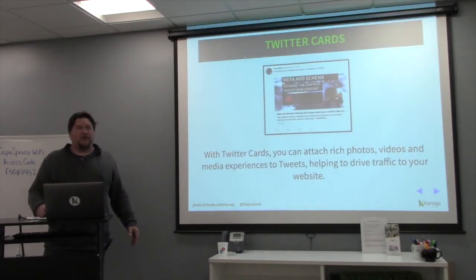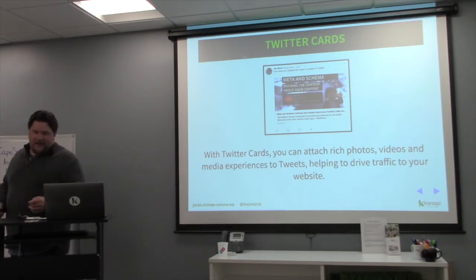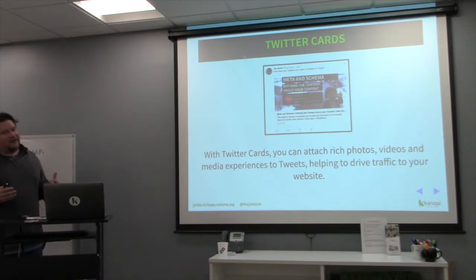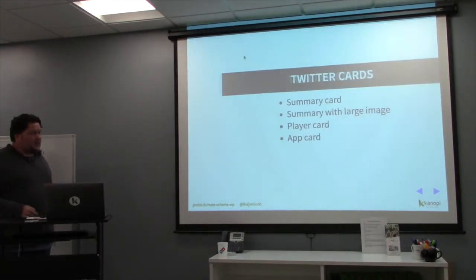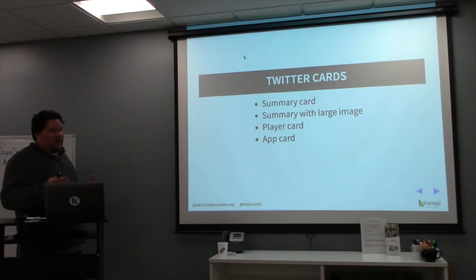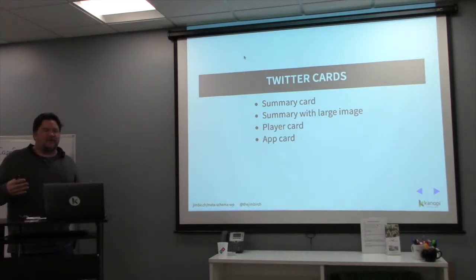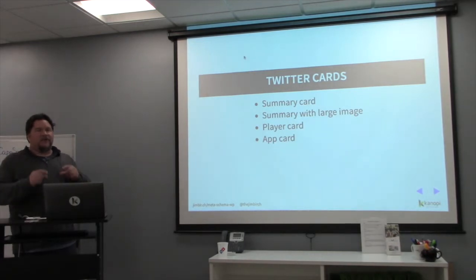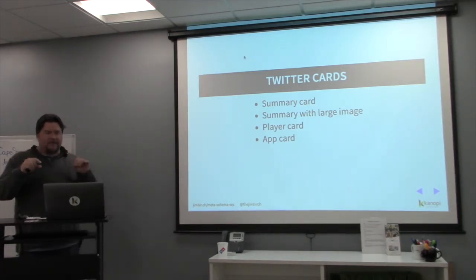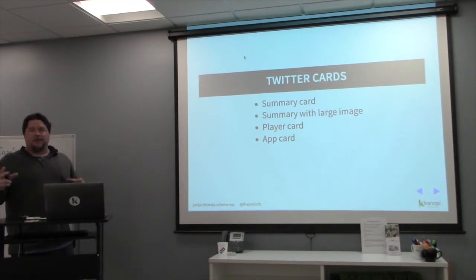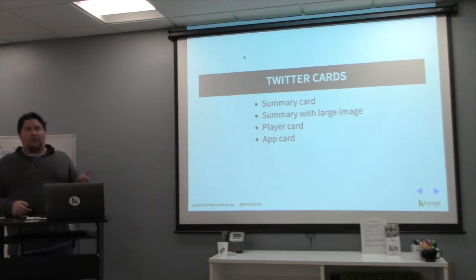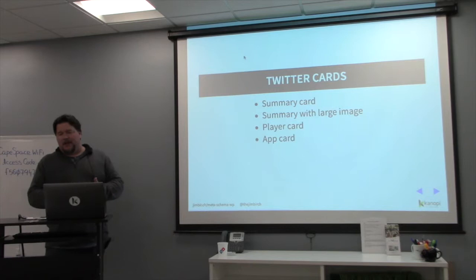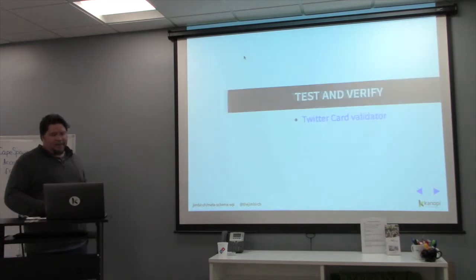Not to be outdone, Twitter created their own language called Twitter Cards. And this was to create rich photos, videos, and media experiences to tweets, helping to drive traffic to your site. Instead of having the object model, they just came up with the card style. So they have the summary card, which is just a small little tab with a small image on the left. You have the summary with large image, which is probably what most people want. It's going to give you the most real estate in your Twitter feed. That's the large image. A player card is for audio or video, and then app card if it's an app or a game.